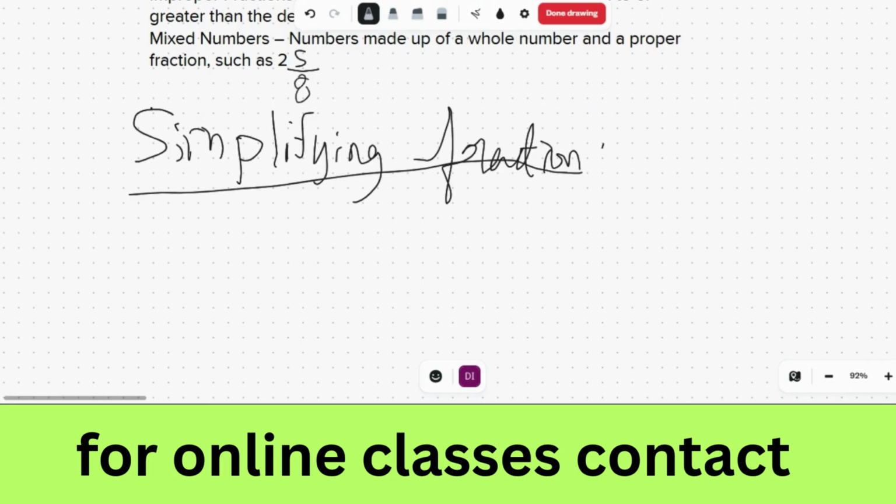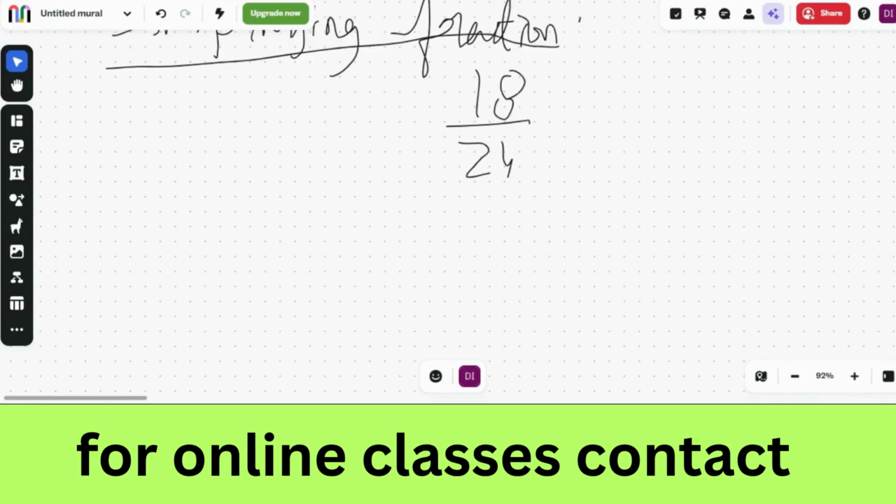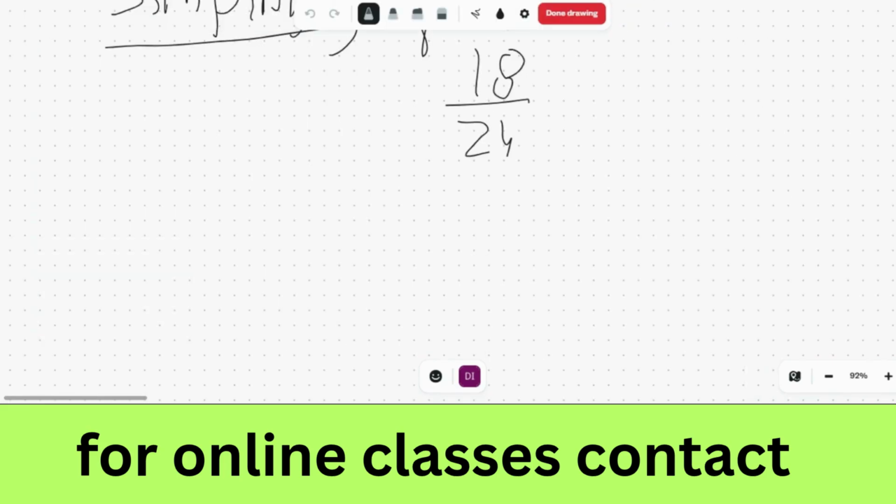So first, we have to simplify 18 divided by 24. How are we going to do it? First we are going to find the HCF, the highest common factor. The HCF of these two numbers is 6. So we will divide both of them by 6. That will give us 3 by 4. We cannot simplify more than that.